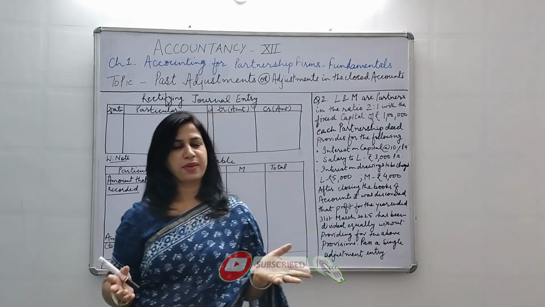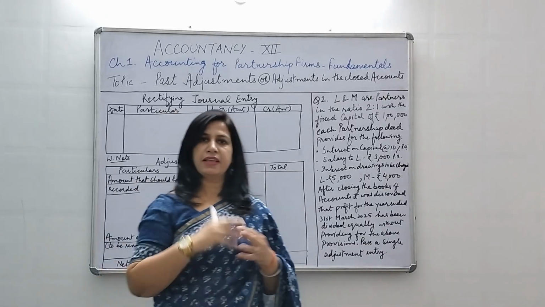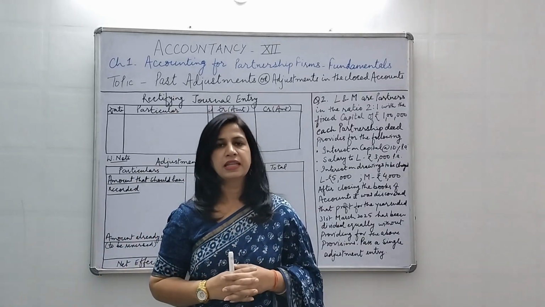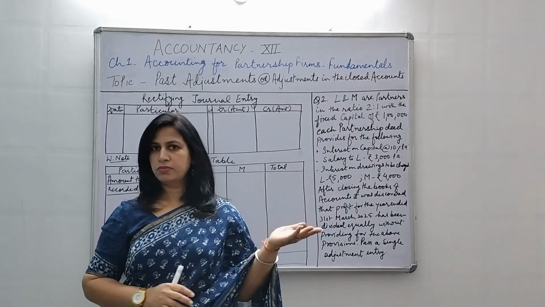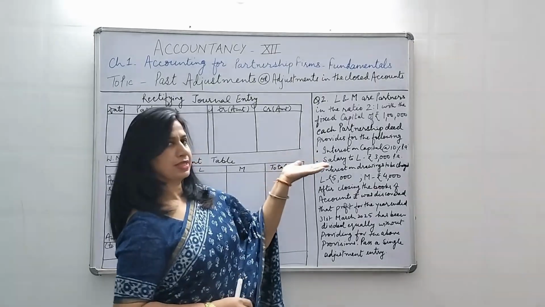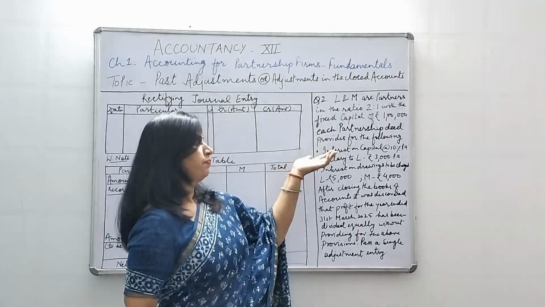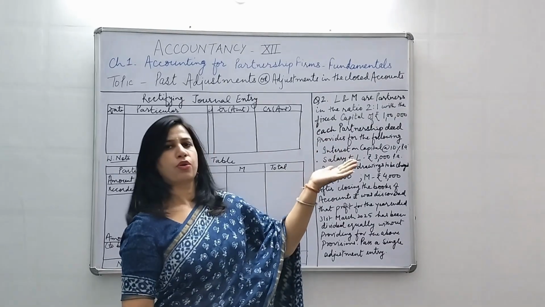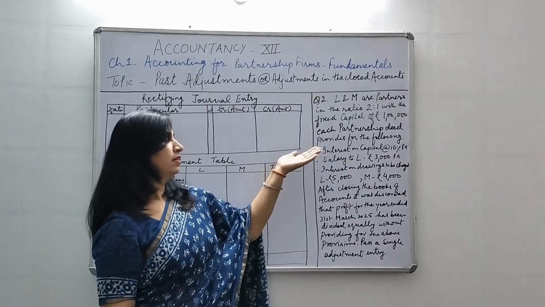So children, here I am with one more question of past adjustment, but this time the level of the question is a little bit higher and we have more than one omission. Okay, so without wasting any time, let us read the question. The question says L and M are partners in the ratio of 2:1 with the fixed capital of rupees 1 lakh each. So both the partners have the capital of 1 lakh.